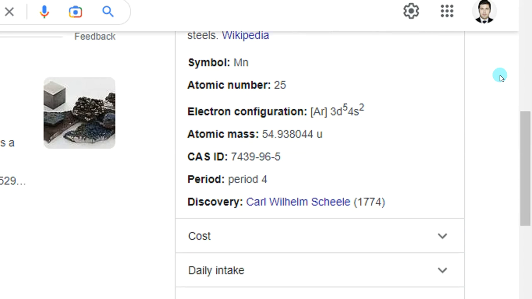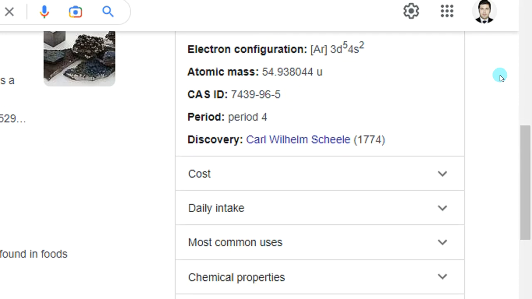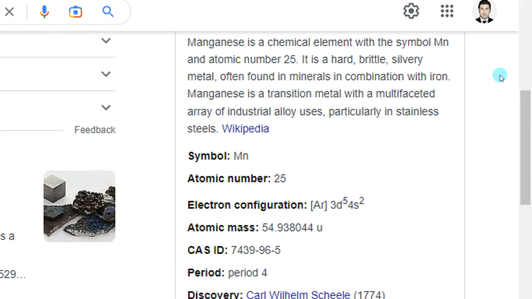Symbol is Mn, atomic number 25, electronic configuration [Ar] 3d^5 4s^2, atomic mass 54.93, and I'm not concerned with the periodic table ID. Alright, that's enough for me, right?